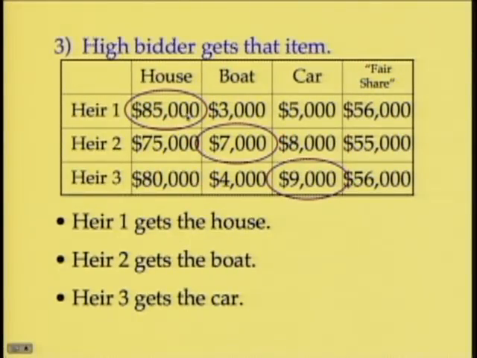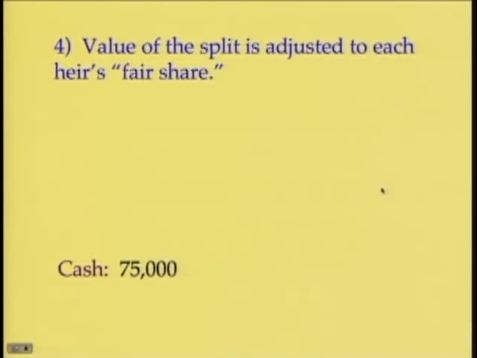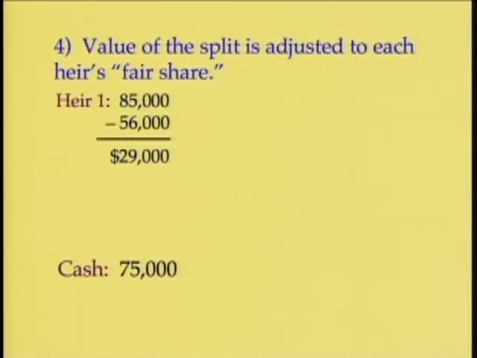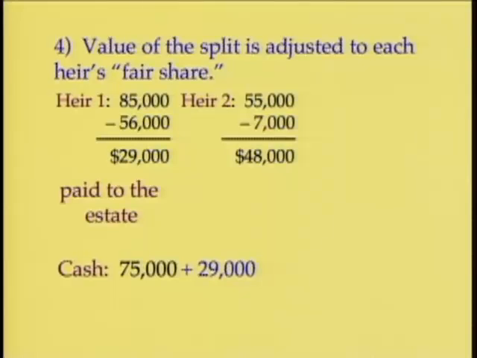Now here's the problem. This house is valued by all of them at much more than their fair shares. These are valued much less than their fair shares. So what we do is we use the cash that's in the account to adjust everybody to the fair share. The first person, the house is worth more than their fair share. That means they need to pay some back, and they end up paying the difference, which is $29,000. That's paid into the estate. Now the other folks received less than their fair share, so we're going to make up that difference in cash.